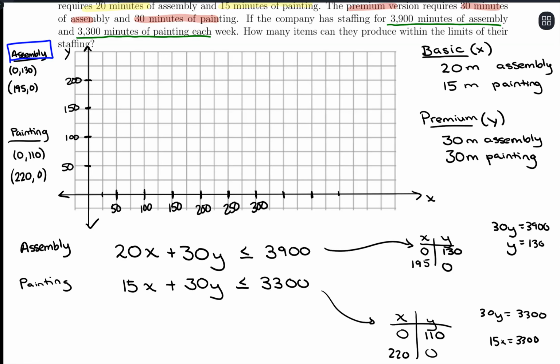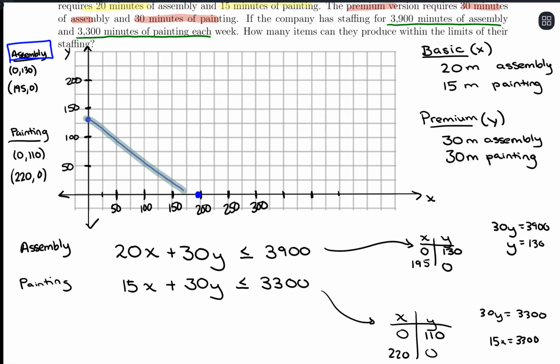200. Okay, so for assembly, we're graphing 0, 130. So let's see if that's 125 in between those. That's about 130. And then for the x-axis, they're mixing up in my head today, 195, so that's pretty close to 200. And then we would just connect those with a line.